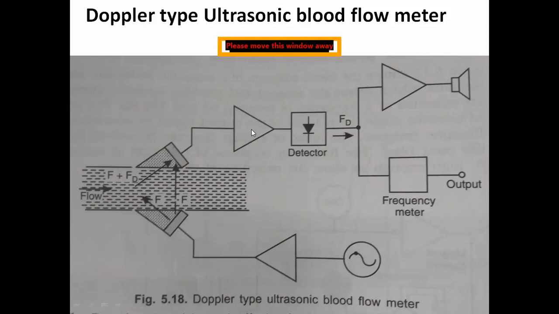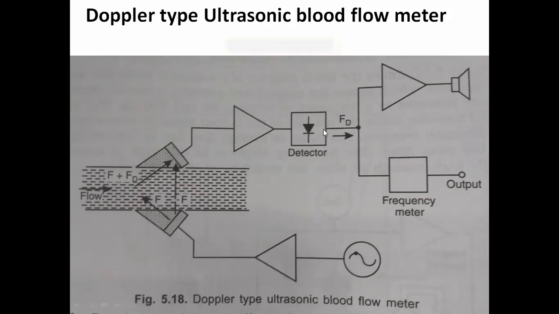Then we have to amplify this signal, and here it is detected. Here it is a detector. The detector detects the difference of the frequencies. Here we apply a sinusoidal signal, and by using the rectification process it is converted into a DC signal, and that DC signal will be applied to some speakers, or we can directly apply it to a frequency meter as an output.